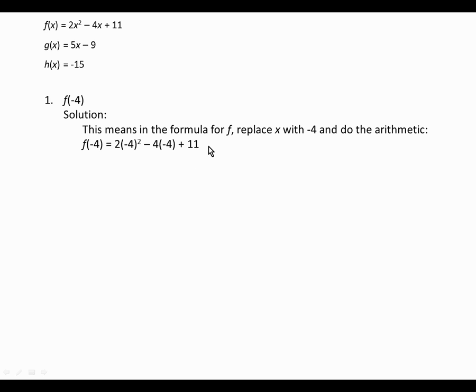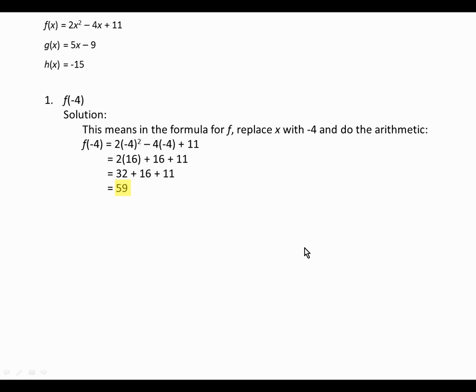Notice once we replace the variable with a number, we're now doing the My Dear Aunt Sally. So we're first going to square the negative 4. You can also do minus 4 times minus 4. So let's see, it's going to be 2 times 16 plus 16 plus 11. Now, according to My Dear Aunt Sally, I should do 2 times 16 next. So I have 32 plus 16 plus 11. And then when you crunch that all out, you get 59.